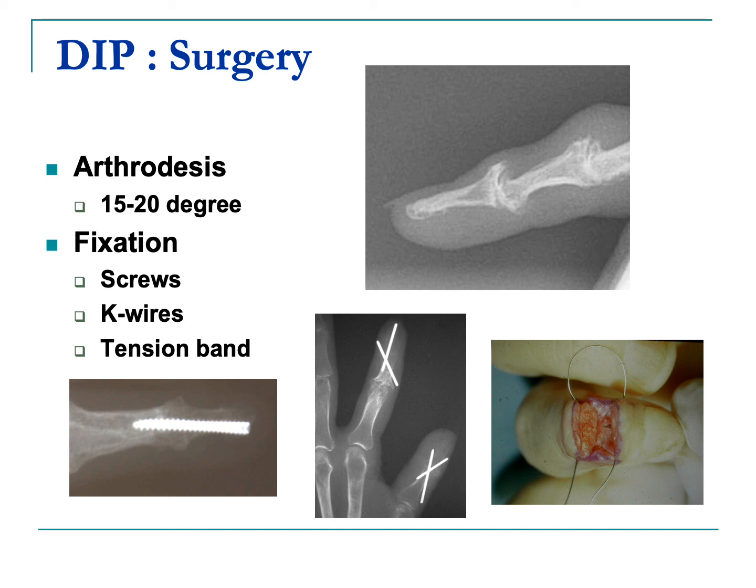The problem with screws is that it's difficult to put the joint into slight flexion, and sometimes patients have pain where the screw has been inserted through the pulp. Tension bands have been used, but I usually find that Kirschner wire fixation alone is sufficient.